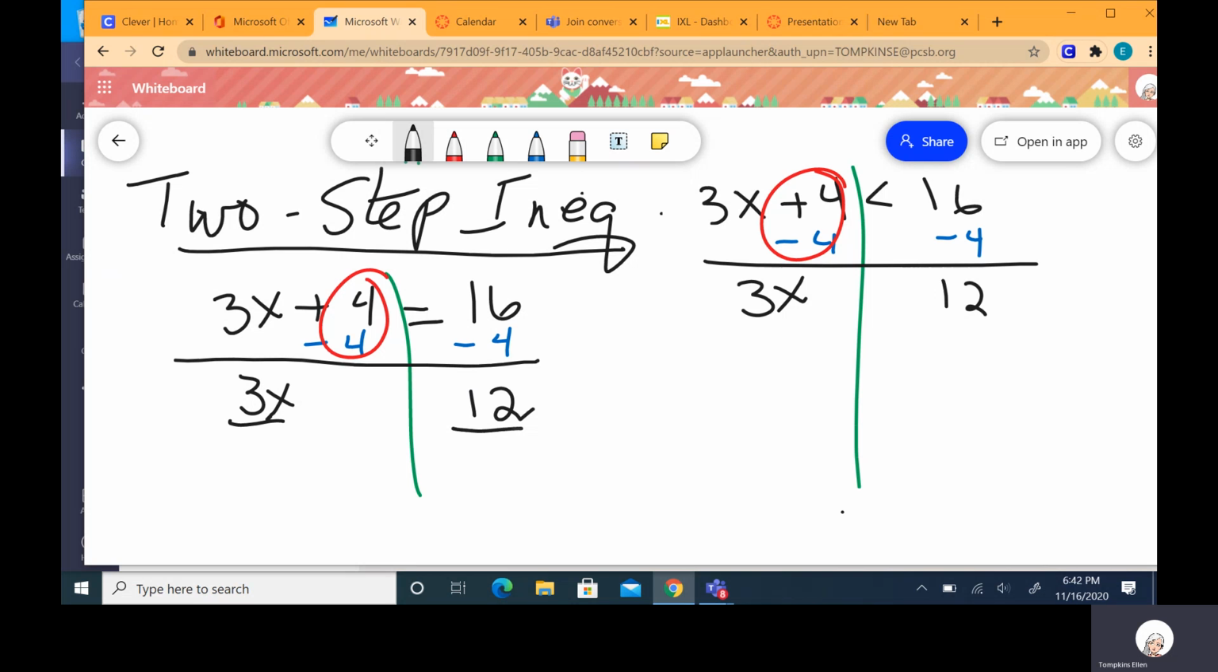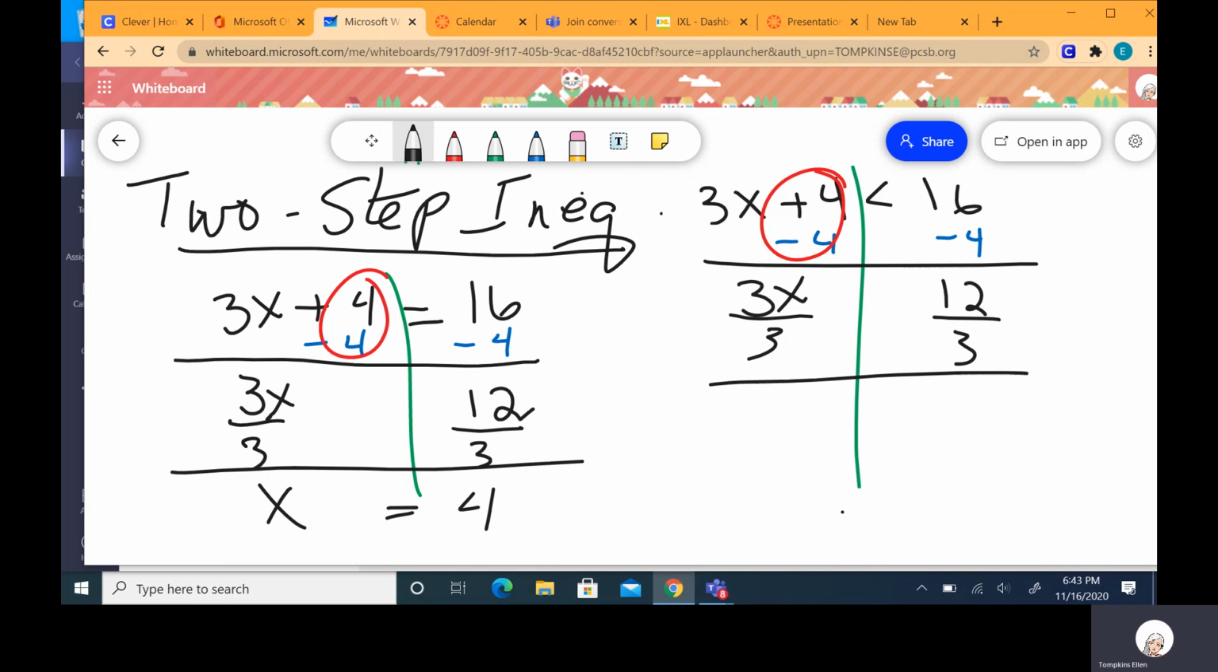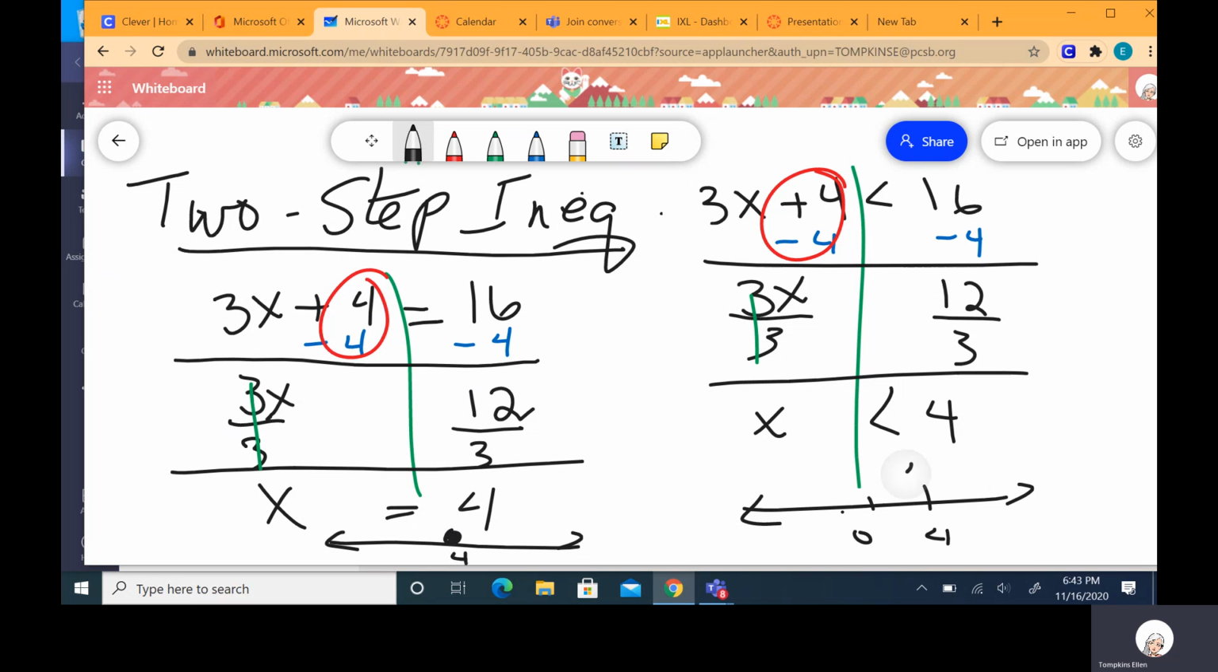We're going to divide off by the 3, and we're going to get x equals 4 on this side. x is less than 4 for the inequality. Those canceled out there and there. So on the number line, for 4 you'd have a dot. On this one, for 4, you'd have an open dot and the arrow.